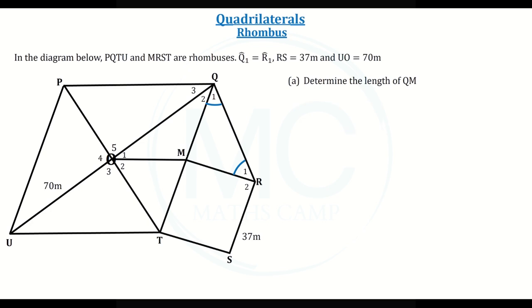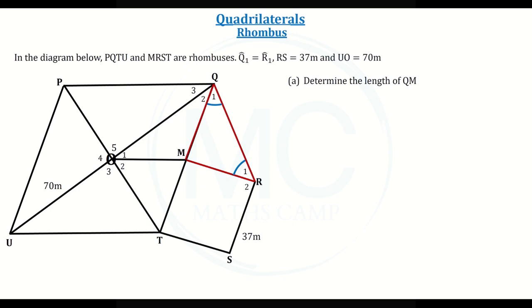Determine the length of QM. QM lies up here. Let's make it red. We know that angle Q1 is equal to angle R1, and we have just marked these angles in blue. QM lies in triangle QMR, so let's make the whole triangle red. QMR has two equal angles, which means that it's an isosceles triangle, and we can use this to help us find the length of MR.